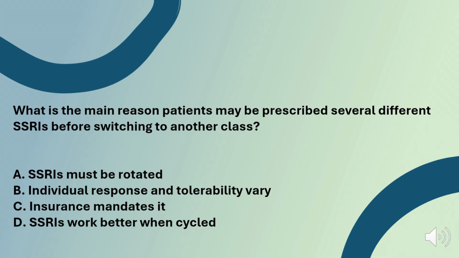So, what's the main reason patients may be prescribed several different SSRIs before switching to another class? Response and tolerability vary person to person, and you may try 2 to 3 SSRIs before switching classes. There's no need to rotate SSRIs by rule. Insurance doesn't dictate this. Cycling isn't even a thing in SSRI therapy. I would immediately have ruled out C and D, which would have told me we're not even on the answer slide here.